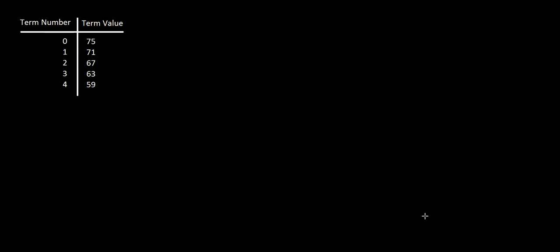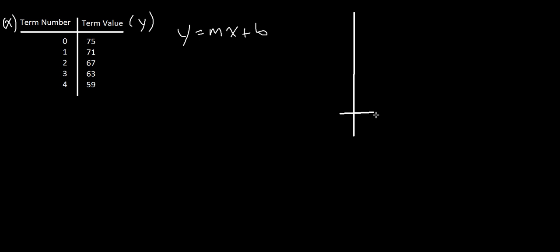Try relating the numbers on the left side of this table of values to the right side of the table of values with a linear function. Any linear function can be written in terms of y equals mx plus b, where the term value is y and the term number is x. This is really useful when you're making a graph and you're using the term number on your x-axis and the term value on your y-axis.